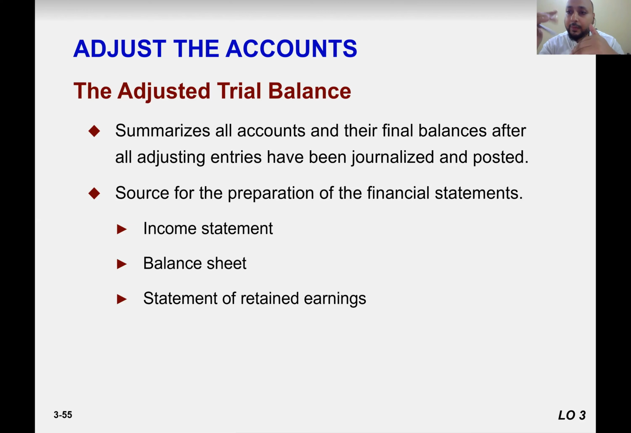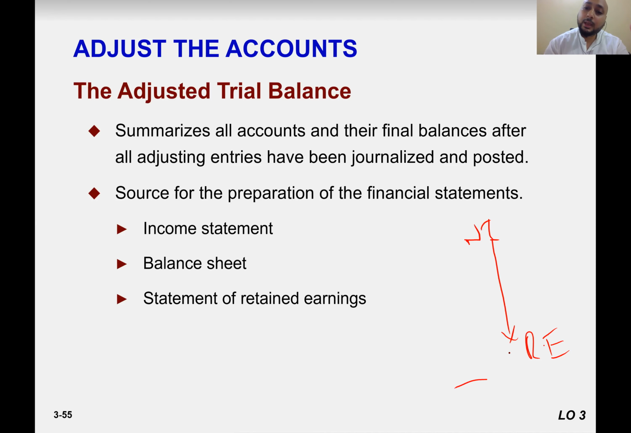Now, the order of our financial statements. First, we make the income statement. From the income statement, we calculate net income. Net income goes to retained earnings.